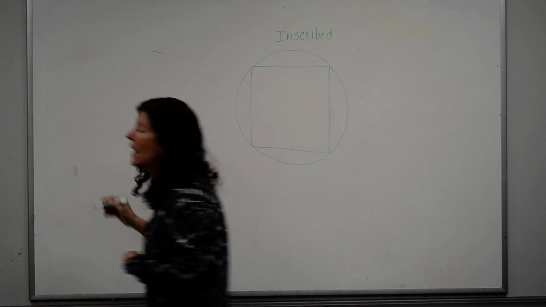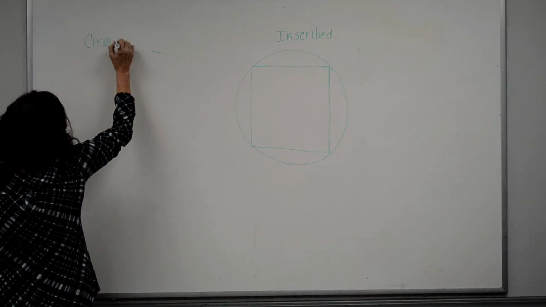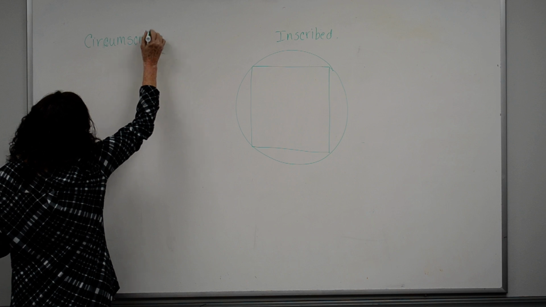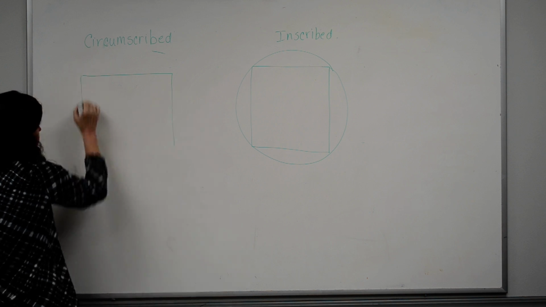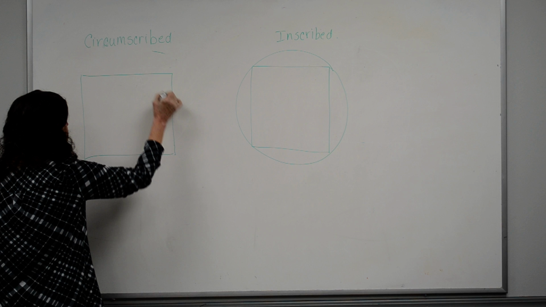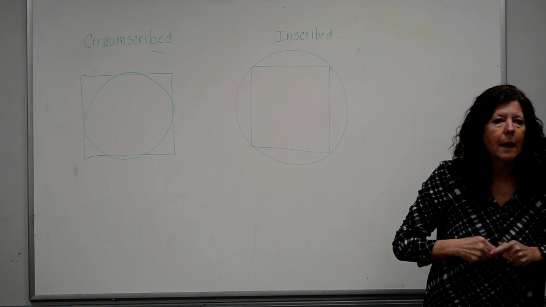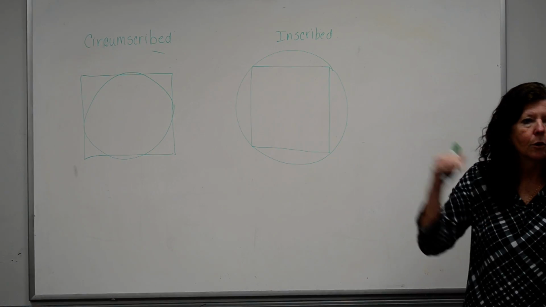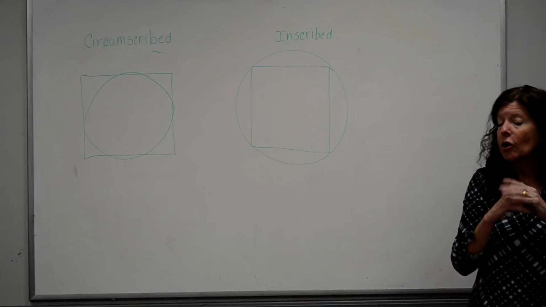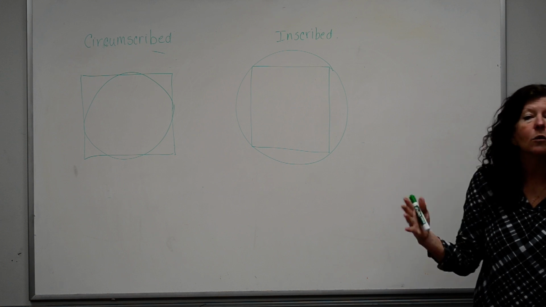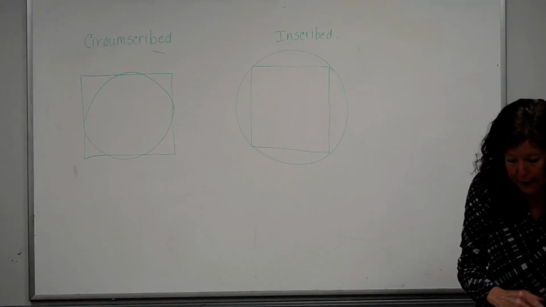But if I said a square is circumscribed around a circle, then I'm going to have a square on the outside and a circle on the inside. Okay? So if I said a triangle is inscribed in a circle, then the triangle will be inside the circle. If I said a triangle is circumscribed around a circle, then the triangle would be outside the circle. So you got to make sure that you've got both of those terminologies, okay?